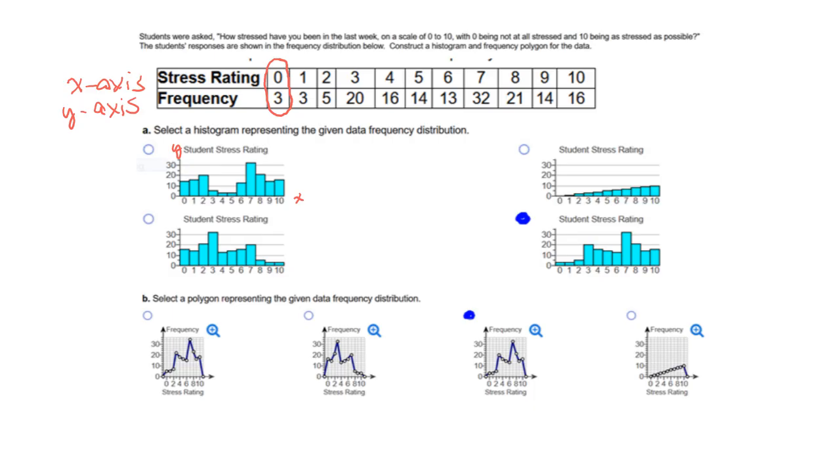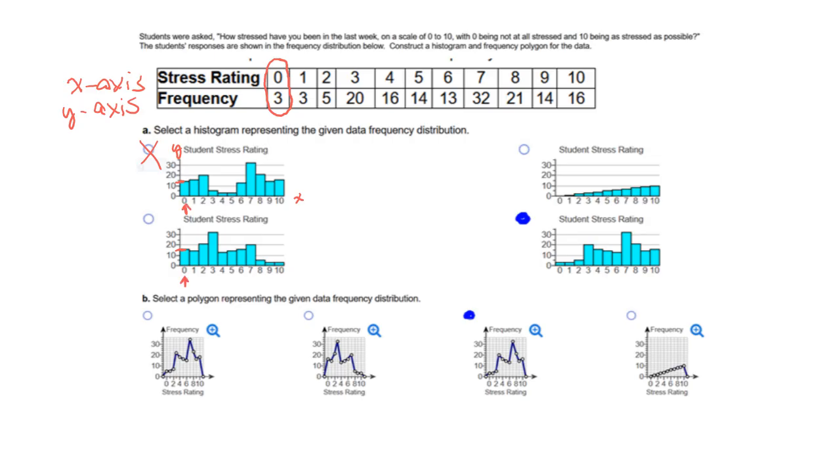If we look at this first graph, it has 0, and look where we're at. It has a height of possibly 15 there. So that is too tall. I'm going to delete that as an option. Same thing with the one right below it. The bar is raised above 3 for that rating of 0.